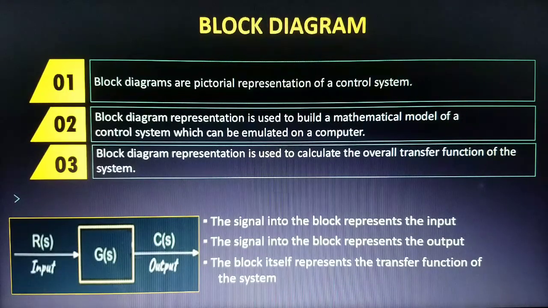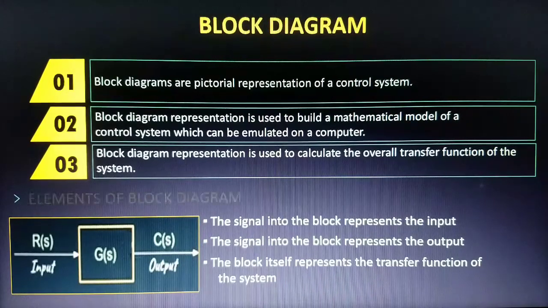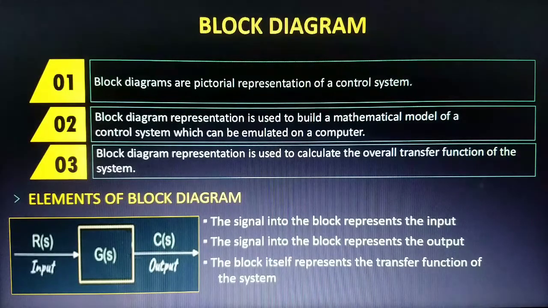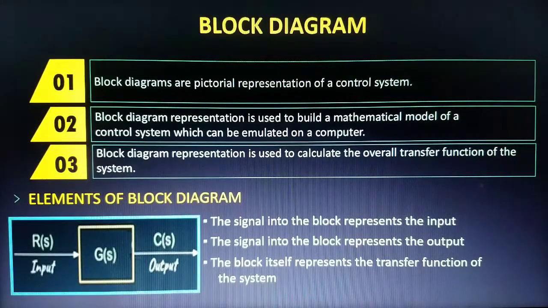So now we are done with the discussion of introductory points of block diagrams. We will now discuss the elements of block diagram. We'll start with the basic block diagram representation of a control system. As we can see, it consists of a block and has 2 arrows.